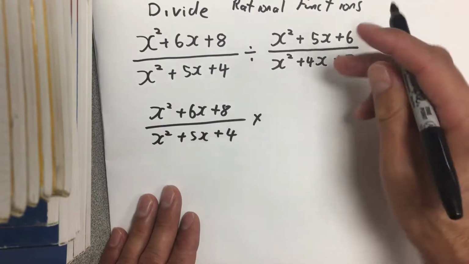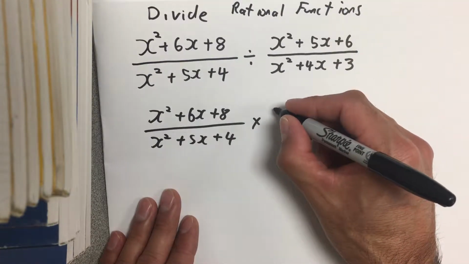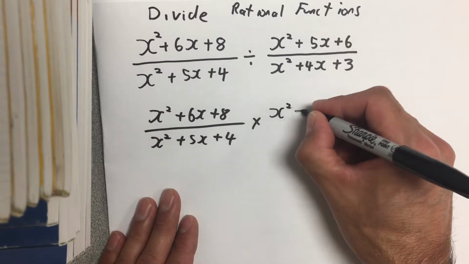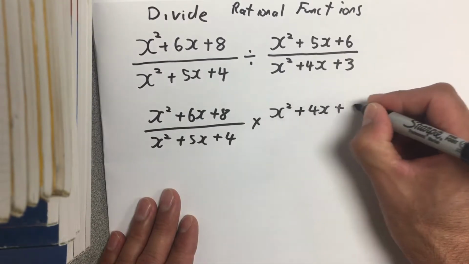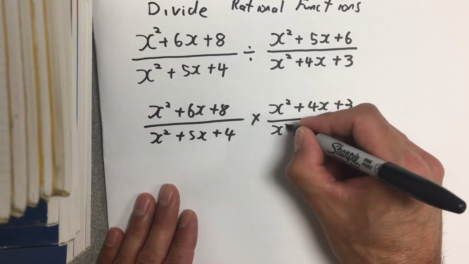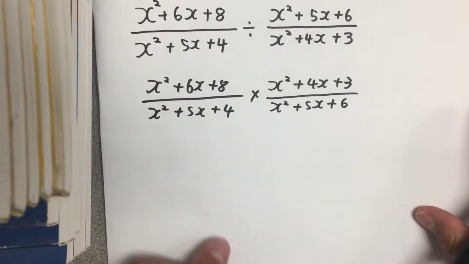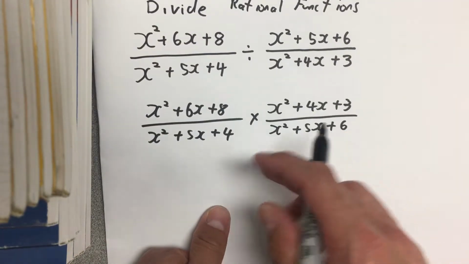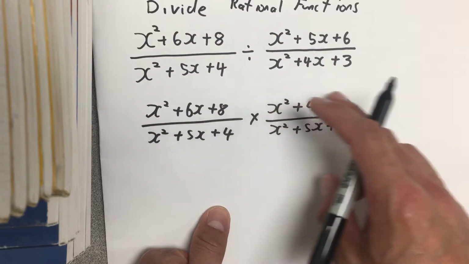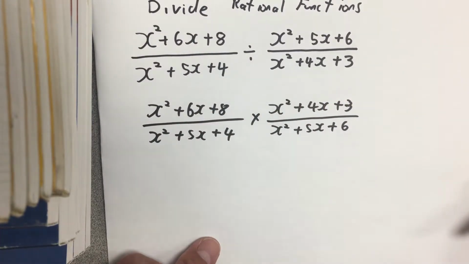So I'm going to multiply by the reciprocal of this rational function here. So remember, for the reciprocal, we put the bottom on the top and the top on the bottom. Now we could go ahead and multiply that out, multiplying each term here by each term there, and end up with a big complicated mess. But if we factor top and bottom of each rational function first, we might find a way to simplify things.